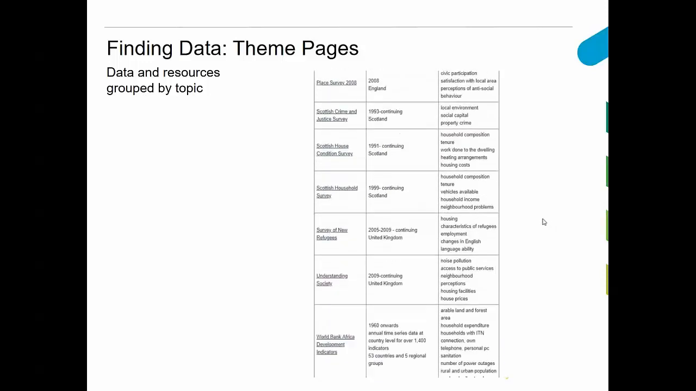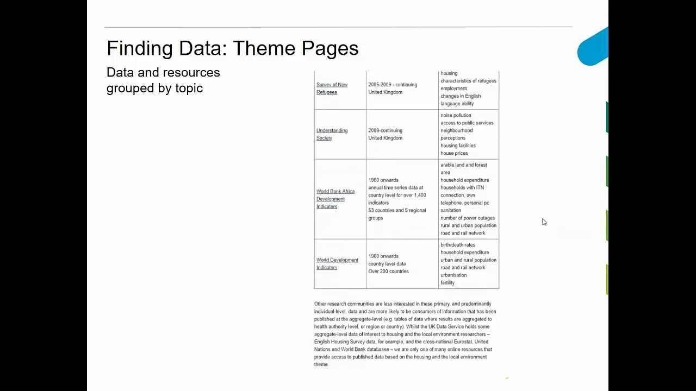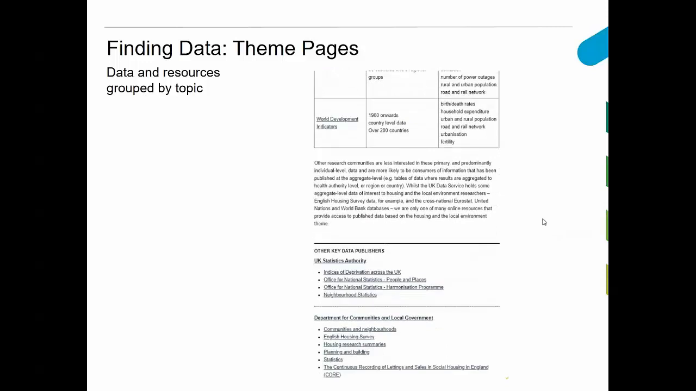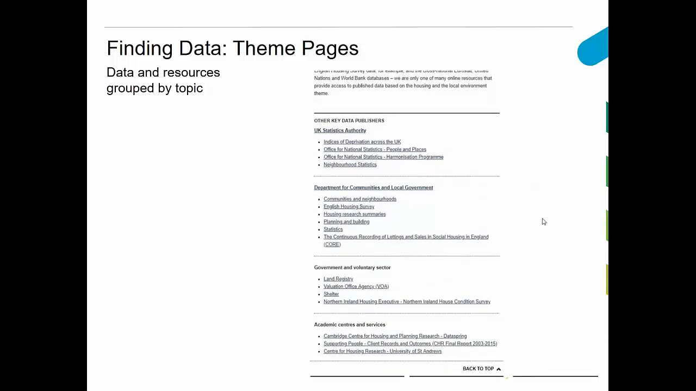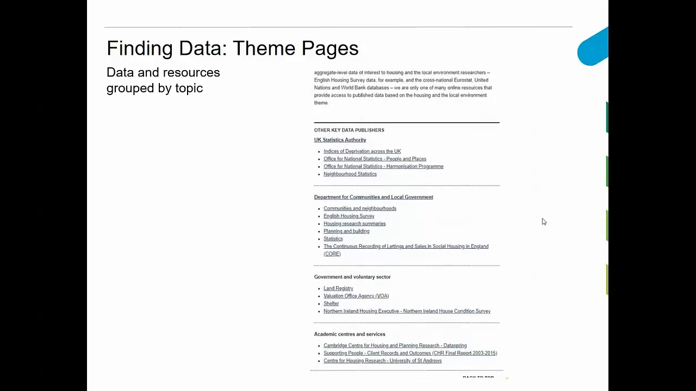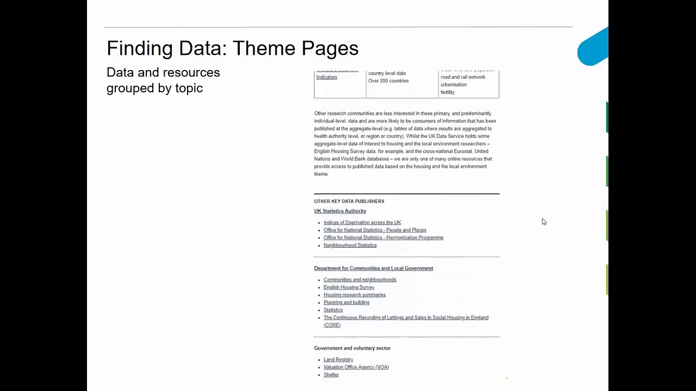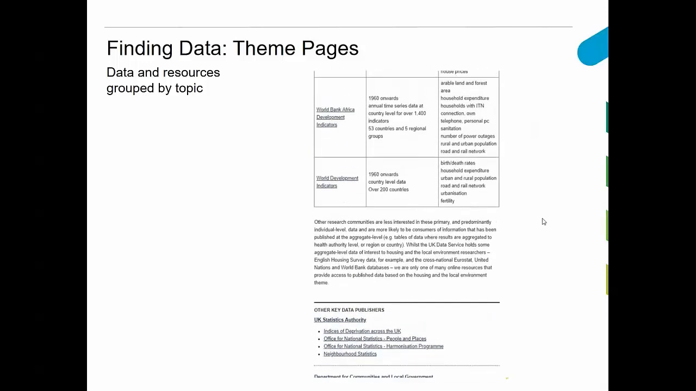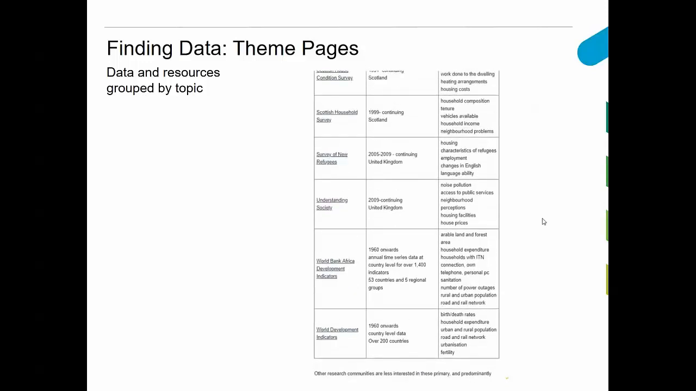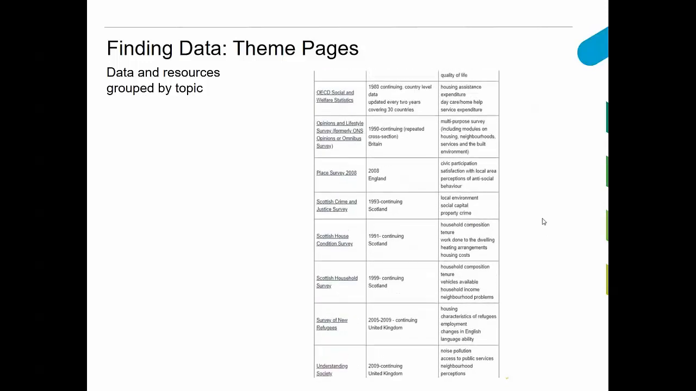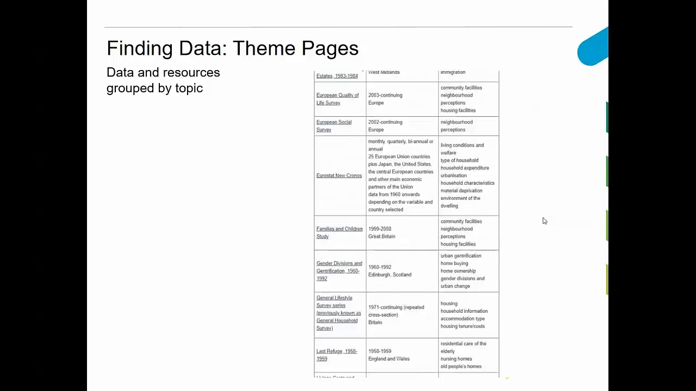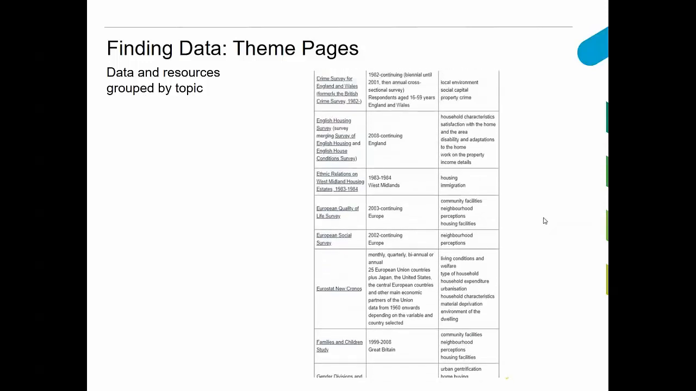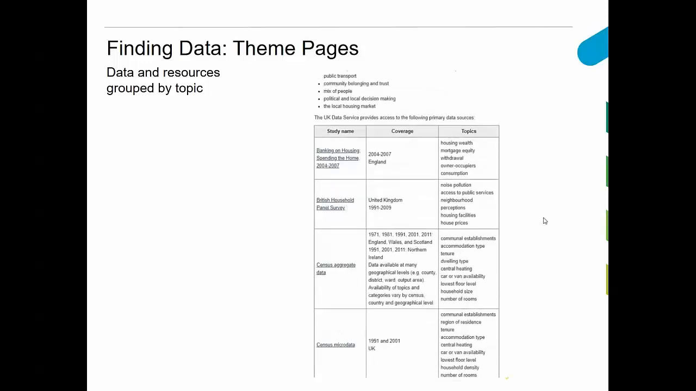The middle column shows the range of dates that the survey covers. The final column will show you more specific subtopics that are included in the survey. You can see that at the end of the page there is an additional list of external links to resources that also could be useful in researching housing data.